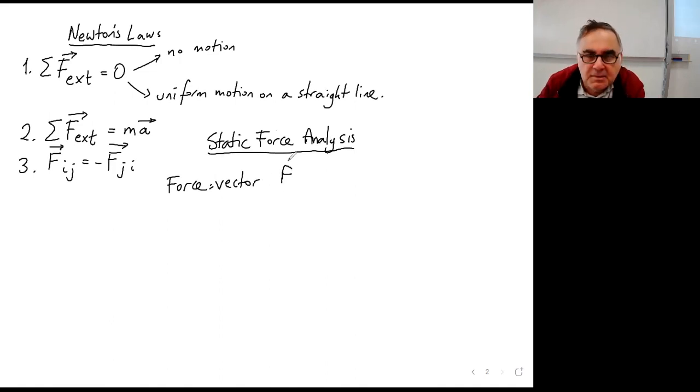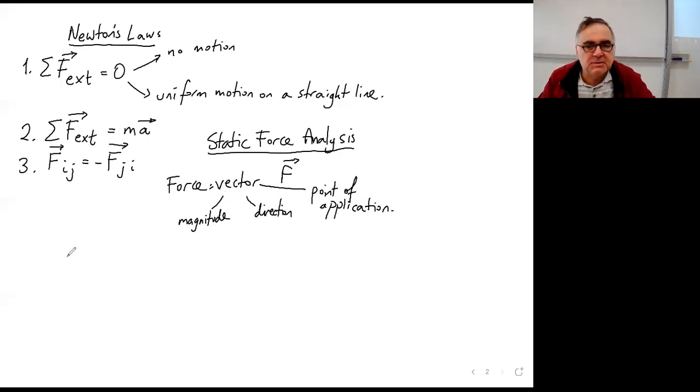So it is shown by the arrow on top of it. And vectors have, as you know, both magnitude and direction. And also, one more thing which is important, maybe, they have a point of application. The forces are important.